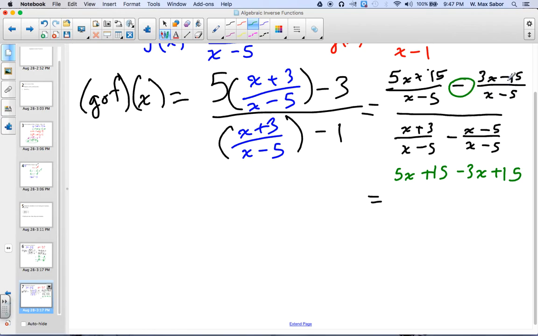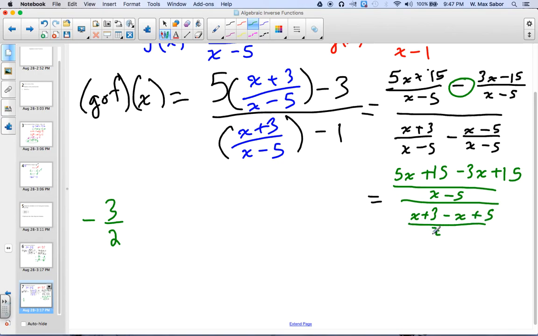Just a note on distributing negatives to fractions. I think you already remember this when we had negative 3 halves or something like that. It's negative 3 divided by positive 2. Same thing here. You distribute the negative just to the numerator and not to the denominator. So this is all over x minus 5. And this is x plus 3 minus x plus 5 over x minus 5.